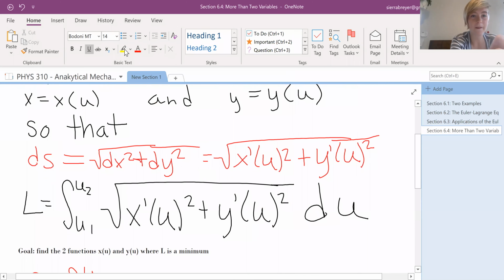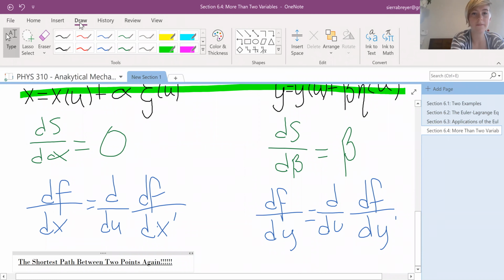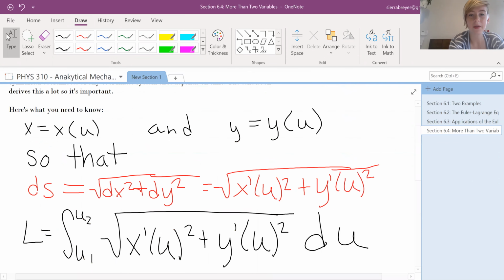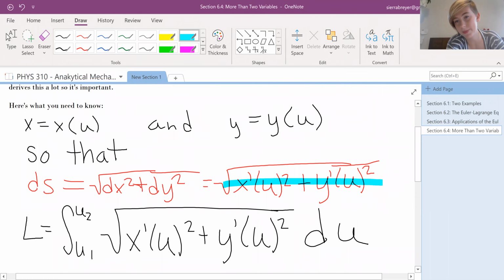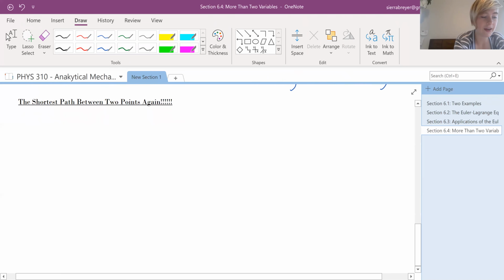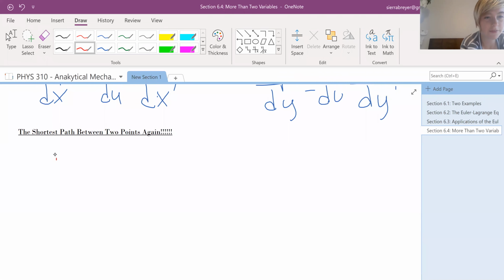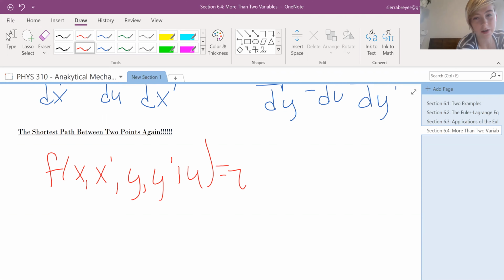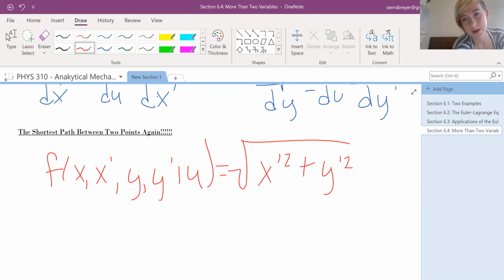So up here, I'm going to take this part right here and bring it down. And that's going to be our f in this equation. So f of x prime, y prime, u. That big expression is just going to be the square root of x prime squared plus y prime squared. It's a lot less gross that way.